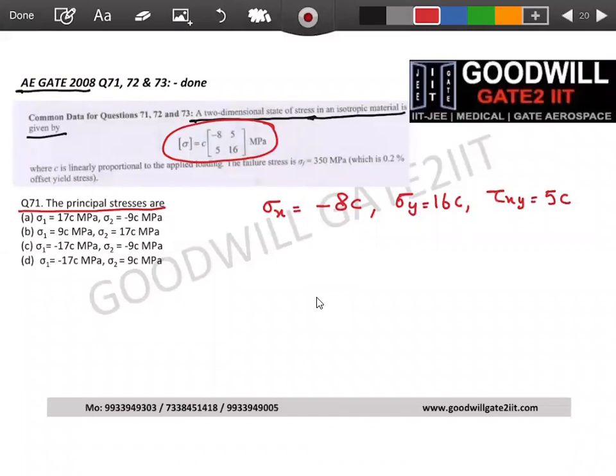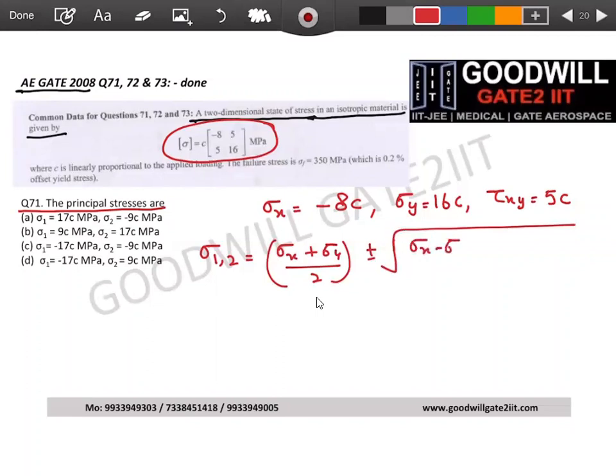Correct? So you know sigma x, you know sigma y, you know tau xy, and I just need to calculate the principal stresses. There are two ways of doing it. I'm giving you both the methods. Please listen to this carefully. One method is what we have derived. Can you tell me what is the method? If you want to calculate the two principal stresses, the formula is (sigma x plus sigma y) divided by 2, I'm just repeating that formula, plus or minus the square root of ((sigma x minus sigma y) divided by 2) whole squared plus tau xy squared. You substitute all the values, you will get your solution.